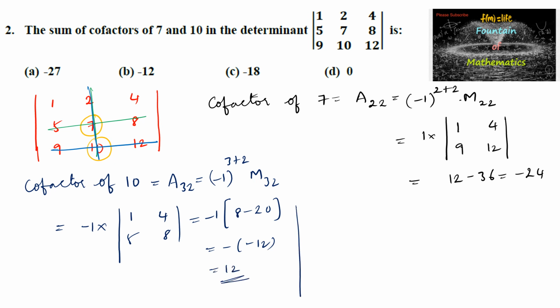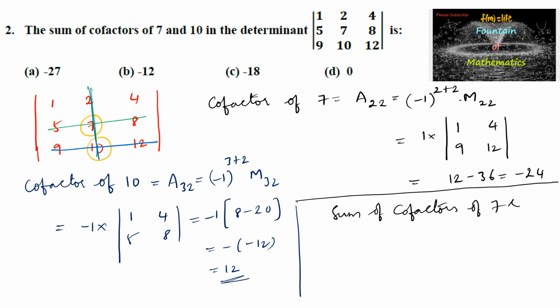And now the sum of cofactors. Sum of cofactors of 7 and 10 is equal to minus 24 plus 12, which is minus 12. So minus 12 is the answer. We can go with option B.